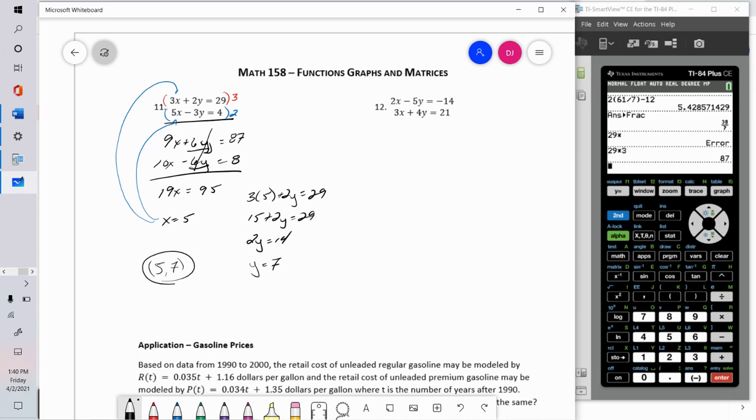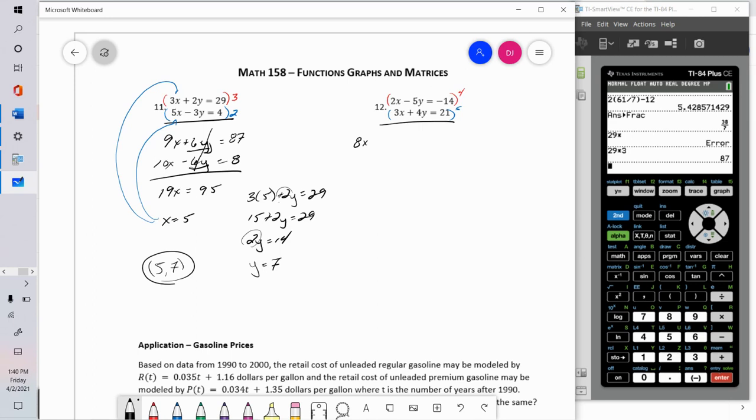Quite honestly, the reason I plugged the 5 for x back into the first equation is because this is a positive 2y, so here I'd be dividing by a positive as opposed to a negative, but it makes no difference. So let's move on to number 12. Here what I would choose to do is to multiply the top equation by 4 and the bottom equation by 5.